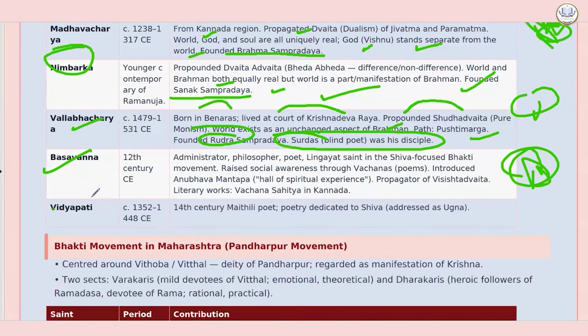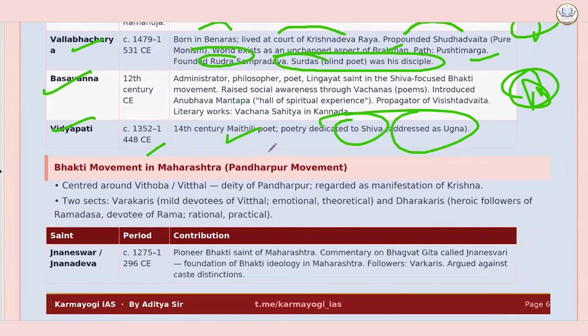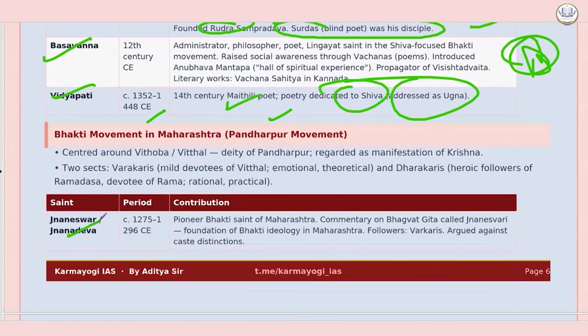Then we have Vidyapati, a 14th century Maithili poet, whose poetry was dedicated to Shiva, addressed as Ugna. Then the Bhakti movement in Maharashtra, the Pandharpur movement, Sant Gyaneshwar. It is centered on Vithoba or Vitthal. Sant Gyaneshwar pioneered the Bhakti center of Maharashtra. His commentary on the Bhagavad Gita, called Gyaneshwari, was the foundation of Bhakti ideology in Maharashtra.